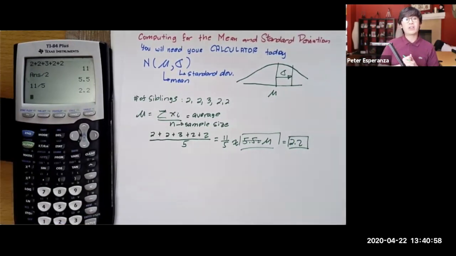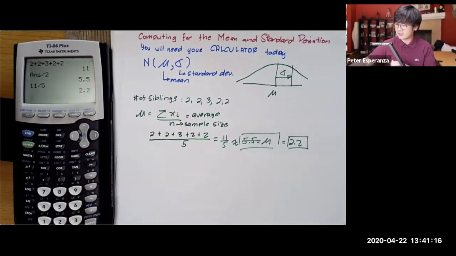That is the average. So the average number of siblings of our 5 students is 2.2, which is, let's say 3, because there's no 0.2 person. So on the average, those 5 students have 3 siblings. But we need to know its dispersion, and we're going to compute for it. And for the standard deviation, so type this in. Is finding the mean difficult? Yes or no?